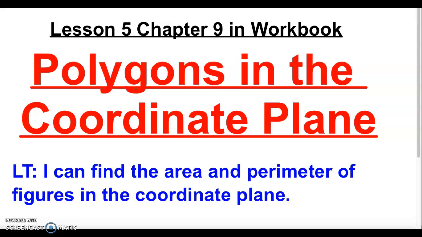All right, so before we start the lesson, you need to make sure you print out the graph paper that I attached on the Google Classroom assignment. If you do not have graph paper, what I'd like you to do is draw a graph on loose leaf paper and follow along as best you can.